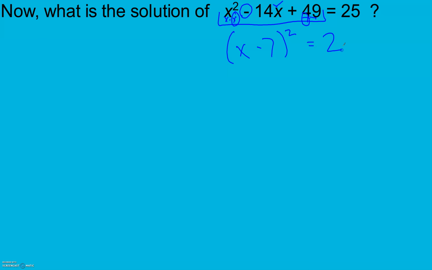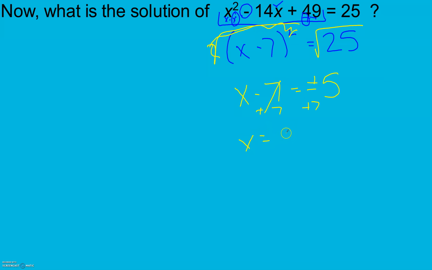Squared equals 25. To get rid of my square, I take the square root of both sides. And now my square and my square root kind of cancel each other out, and all I have left is x minus 7. Square root of 25 is plus or minus 5. We add 7, and I get 7 plus or minus 5. Again, the plus or minus goes with the 5 there.